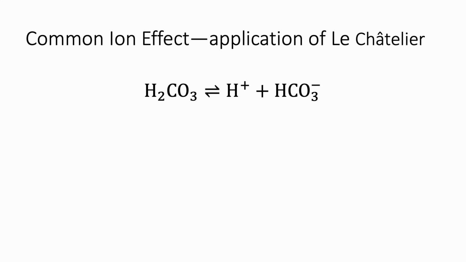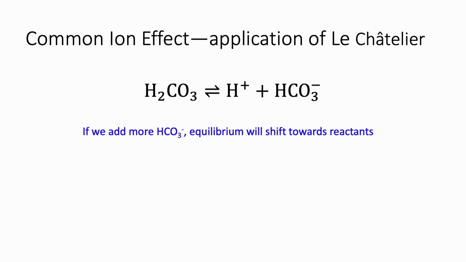So I want you to think about an equilibrium between two related species. The example I have here is carbonic acid and the bicarbonate ion, which is its conjugate base. And I want you to think about what will happen if you add some bicarbonate to a system at equilibrium. Basically, Le Chatelier's principle tells us that the equilibrium will shift towards the reactants, towards the carbonic acid side.